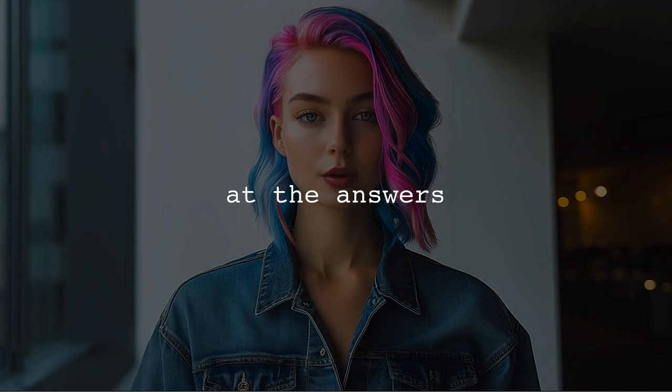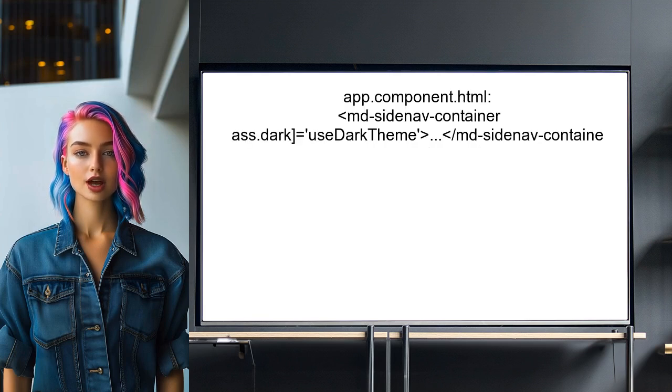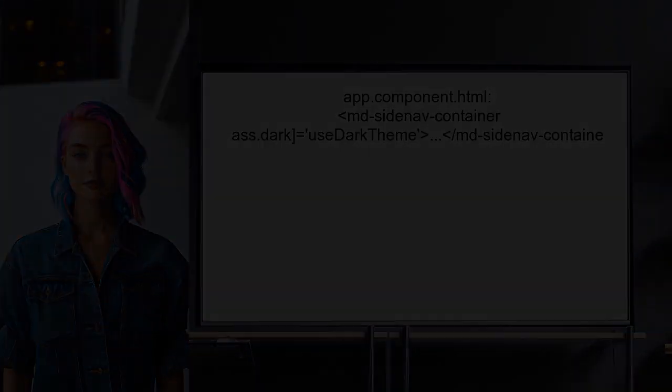Now, let's look at the answers provided by other users. An alternative approach suggests combining all themes into a single CSS file. You can dynamically add a class to your app component to switch themes. For example, in your apptheme.scss, you can define both light and dark themes using Angular Material theming. Then in your app.component.html, you can bind the class based on a Boolean variable that indicates the current theme.